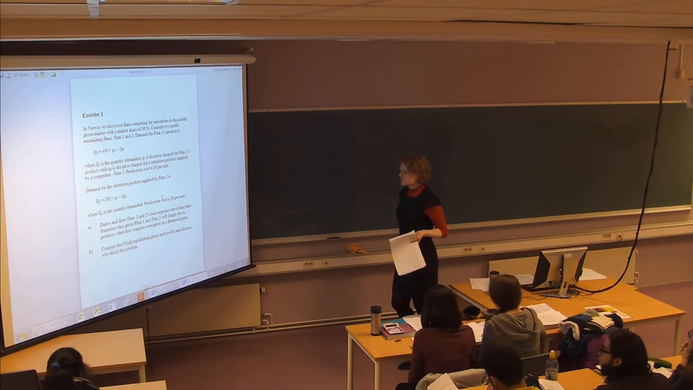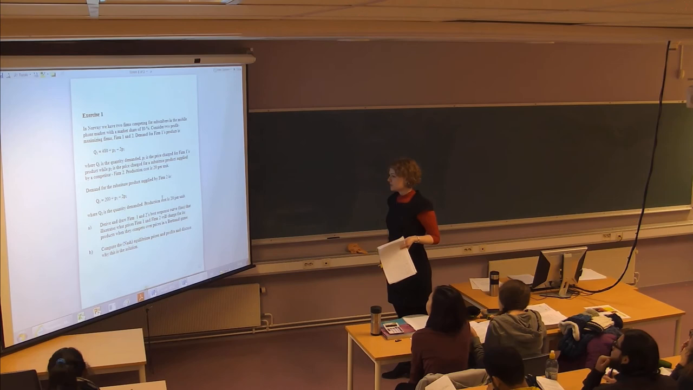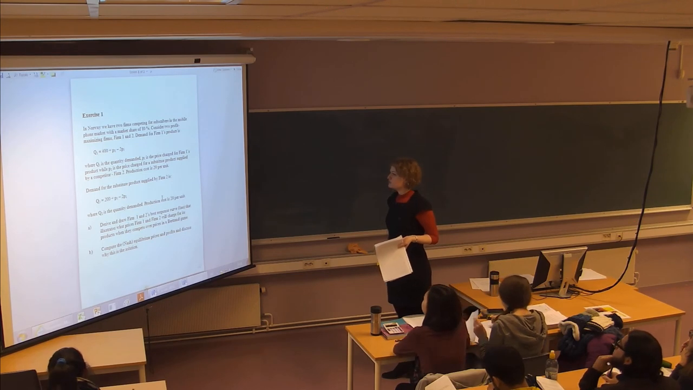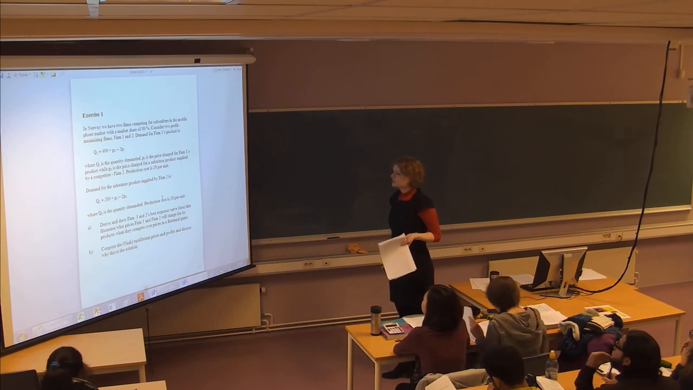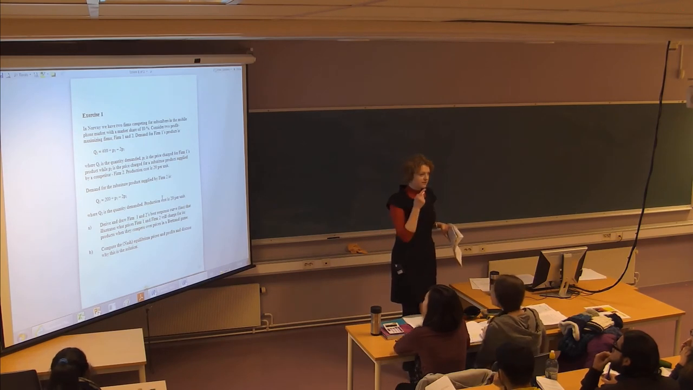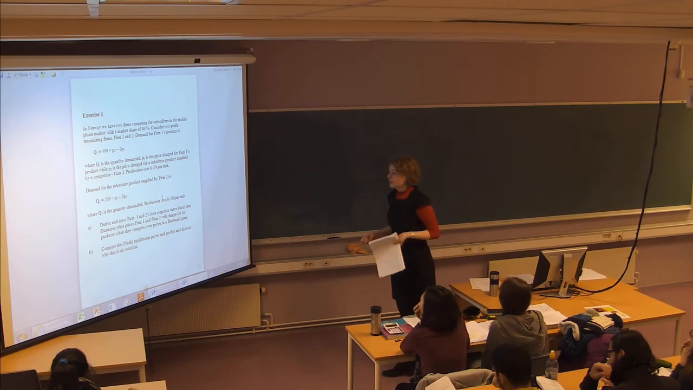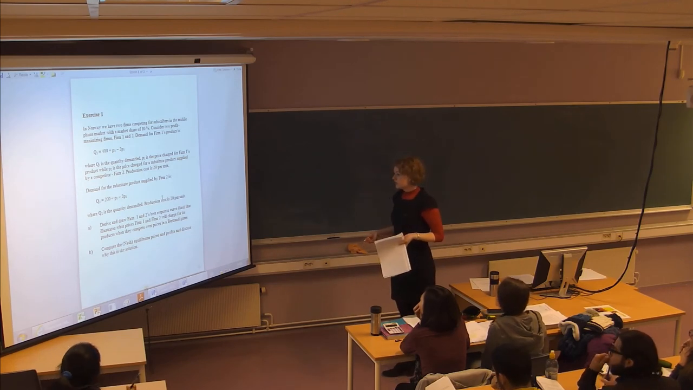A is to derive and draw best response curves that compete over prices in the Bertrand game. But again, we have two demand functions, right? So this is the Bertrand game with differentiated products. And B is compute the Nash equilibrium prices and profits and discuss why this is the solution.